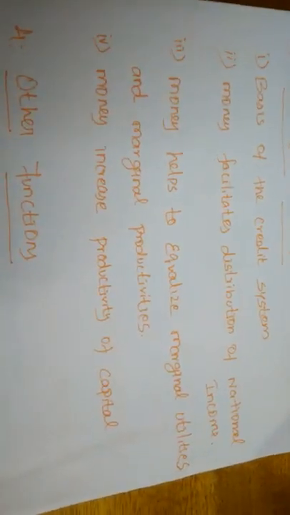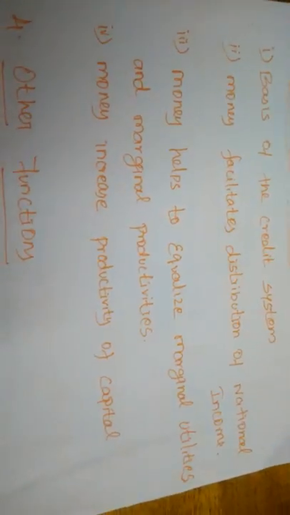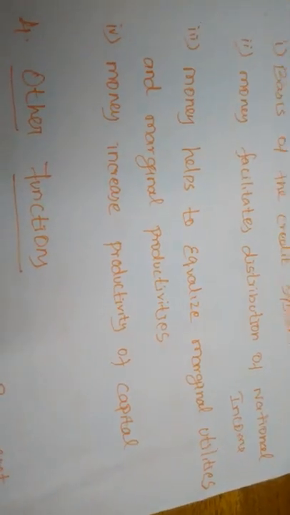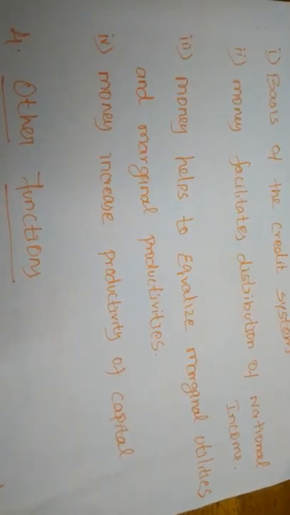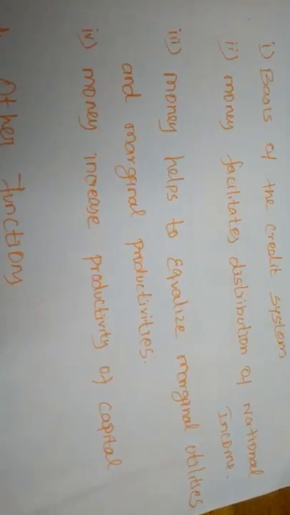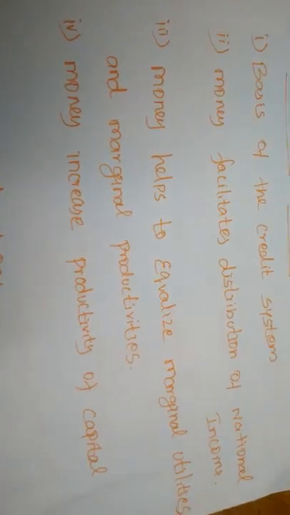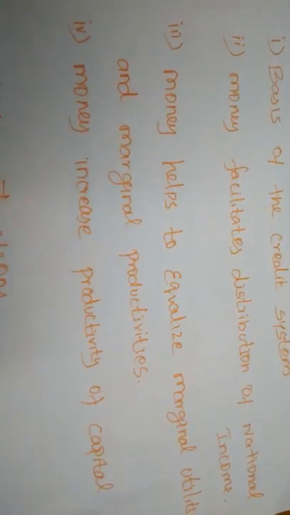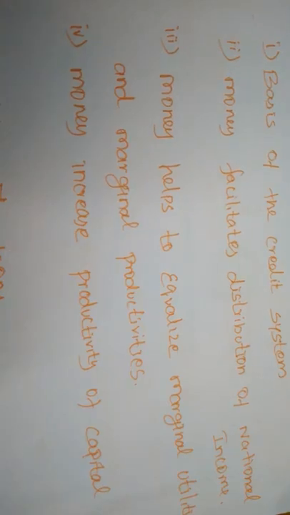Next, money helps to equalize marginal utilities and marginal productivities. Marginal utility means a rational consumer wants to consume commodities with some amount of money, and he expects an equalized benefit when consuming the commodities. But how can we understand equalization or equal satisfaction? On the basis of the price of the commodity, right?